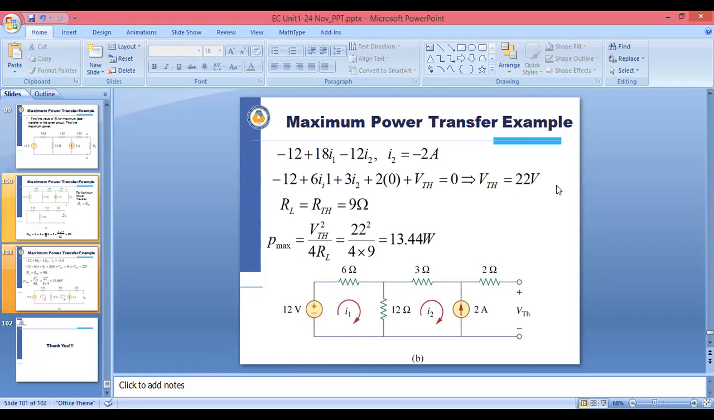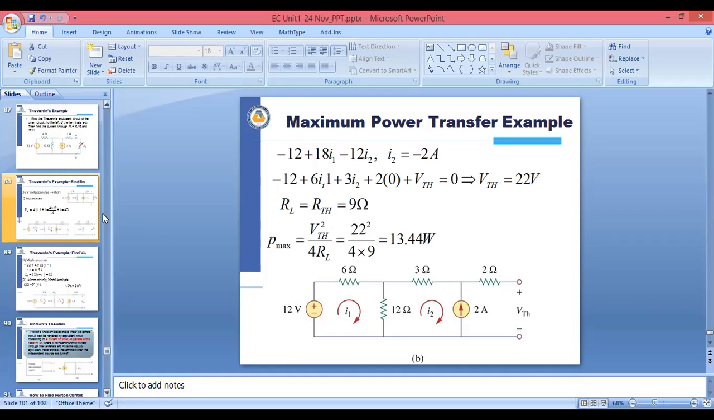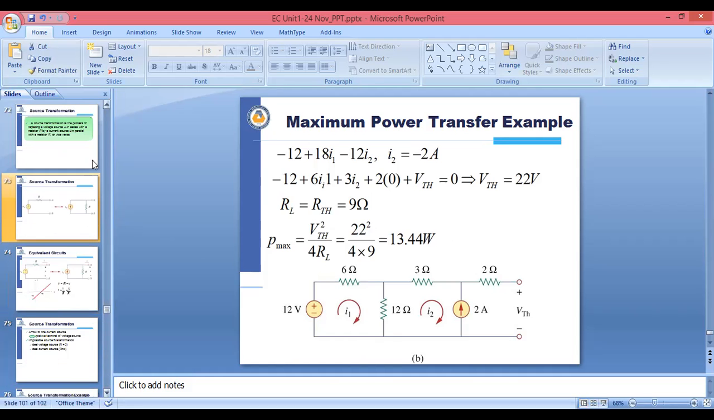So here we can calculate maximum power equal to VTH square upon 4RL, that will be equal to 22 square upon 4 into 9. If you solve this, you will get 13.44 watt. Here we have finished the maximum power transfer theorem. Now we can study source transformation.